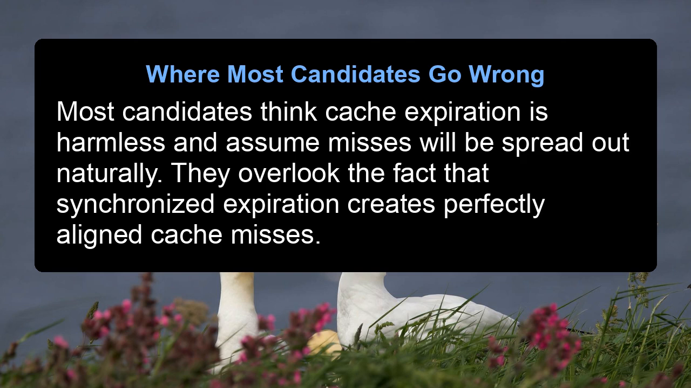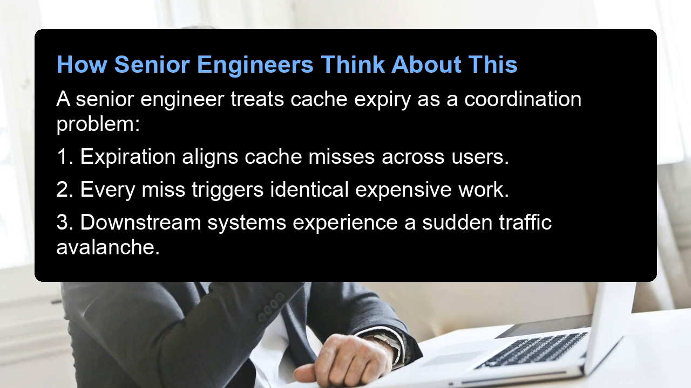Where most candidates go wrong. Most candidates think cache expiration is harmless and assume misses will be spread out naturally. They overlook the fact that synchronized expiration creates perfectly aligned cache misses. How senior engineers think about this. A senior engineer treats cache expiry as a coordination problem.